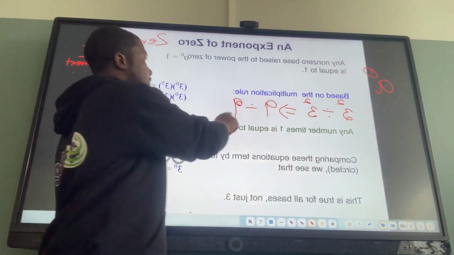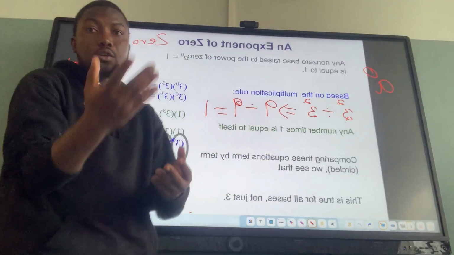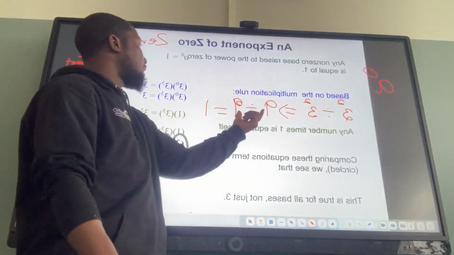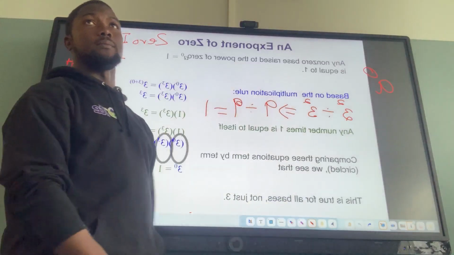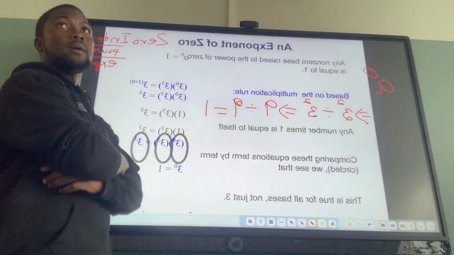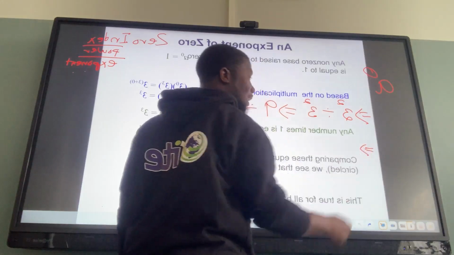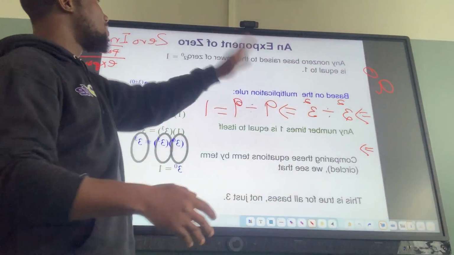Now, how many groups of 9 are in 9? It's just one. There is just one group of 9 in 9. So when you divide 9 by 9, the answer should be 1. Now, when you solve this naturally, what you have is 1. But remember the division law that we just did 1 minute ago. I would say 1 minute ago because it was in the previous slide.